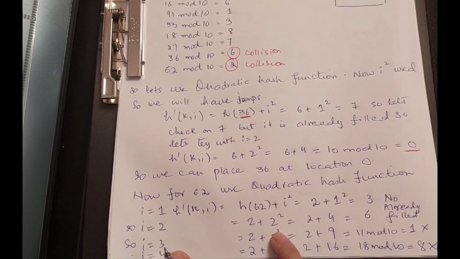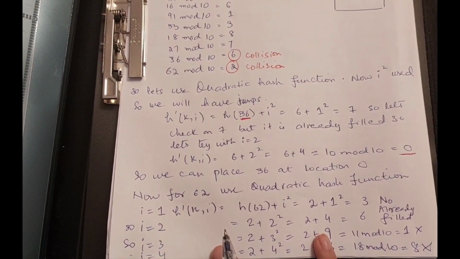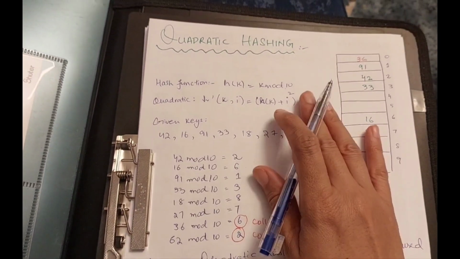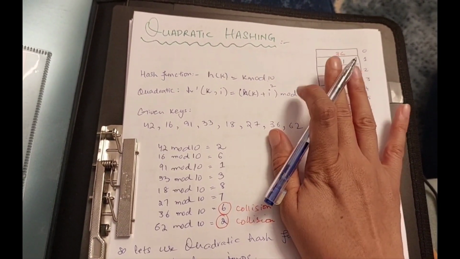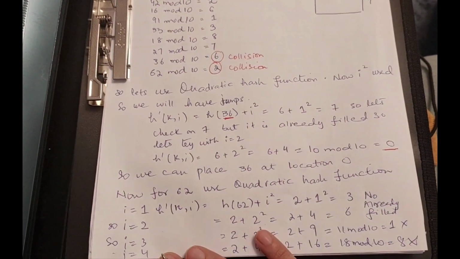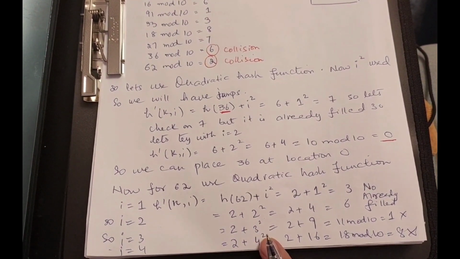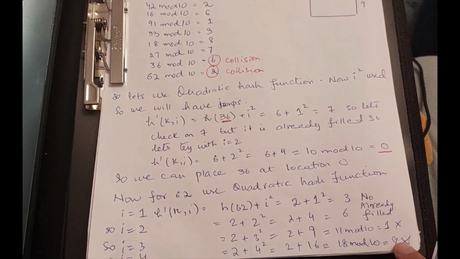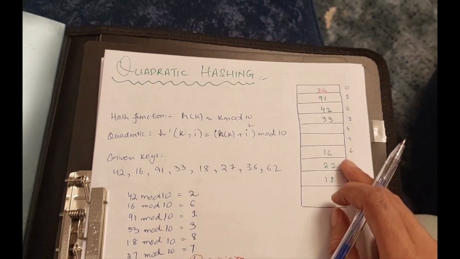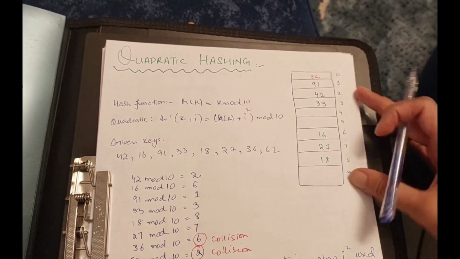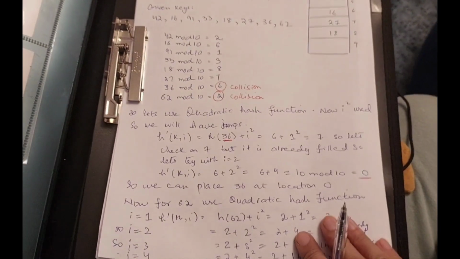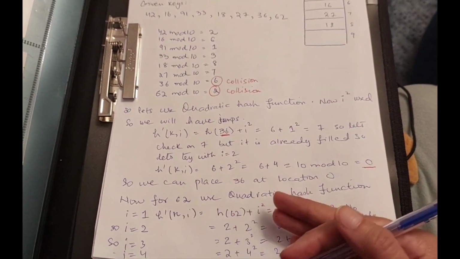So 3 square is 9, so 2 plus 9 is 11. 11 modulus 10 is 1, and you can see from this table that data entry 1 is also having an entry. So now we are going to check with i equal to 4. 4 square is 16. 16 plus 2 is 18. 18 modulus 10 is 8. 8 is also not the right answer, because you can see from this data table that 8 is also filled. So this means that it is of no use to keep checking.